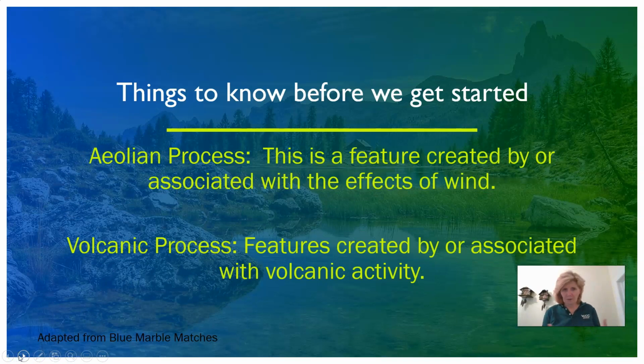4 basic things. The first one is called the aeolian process. The aeolian process is simply a feature on Earth that has been created or associated with the wind. So imagine the wind blowing. That wind has got to be really strong for it to leave scrapes and marks in the earth. That is called the aeolian process. The second one is one that you're probably more familiar with, the volcanic process. Just like the name shows, volcanoes. This feature is something that is created by or associated with volcanic activity.